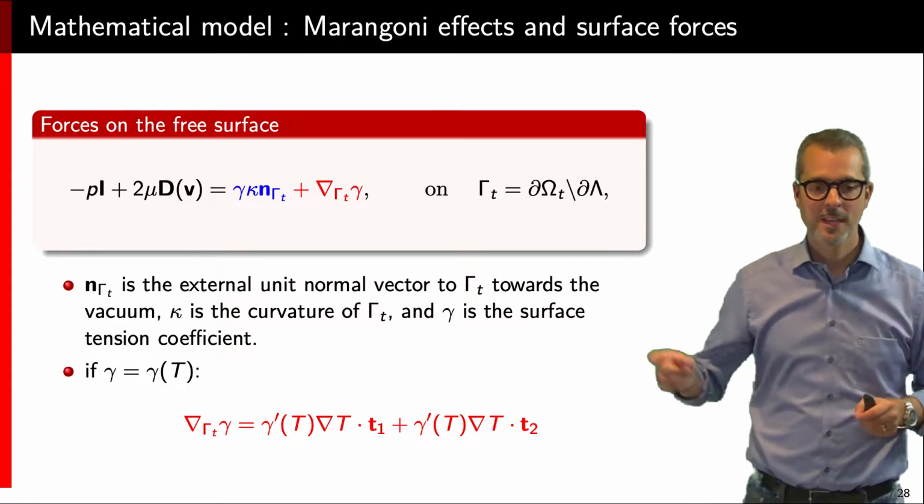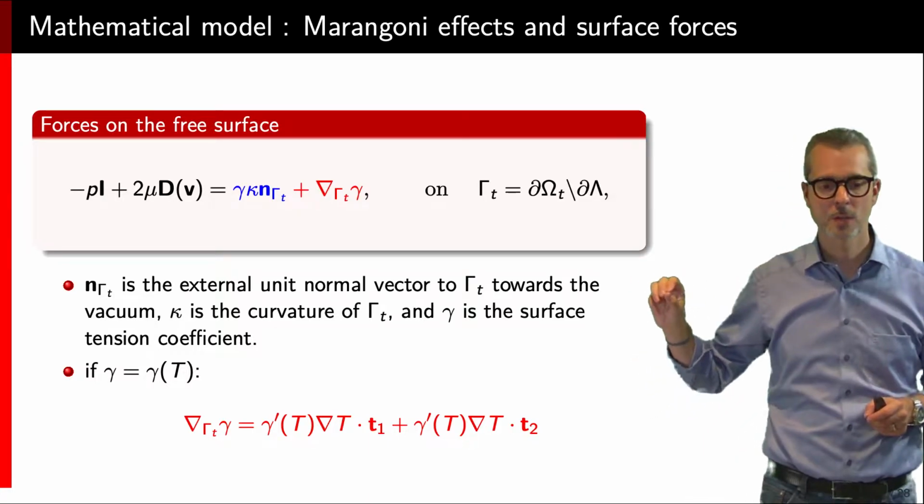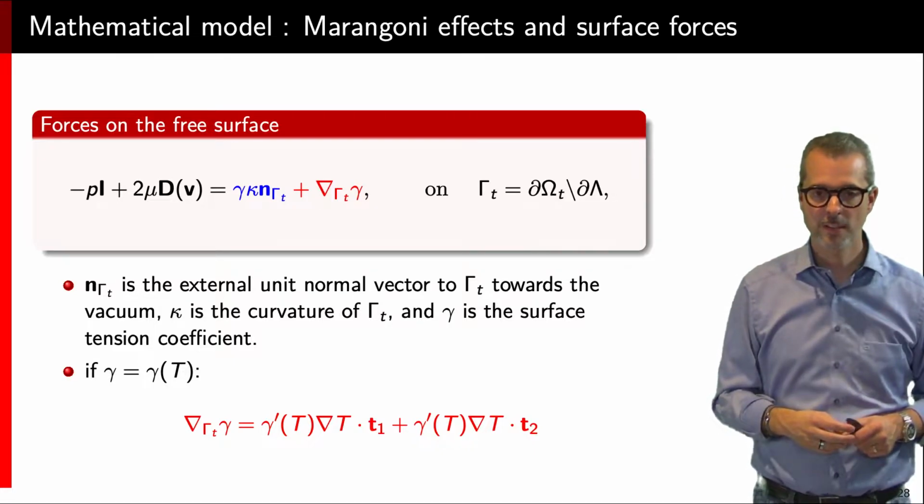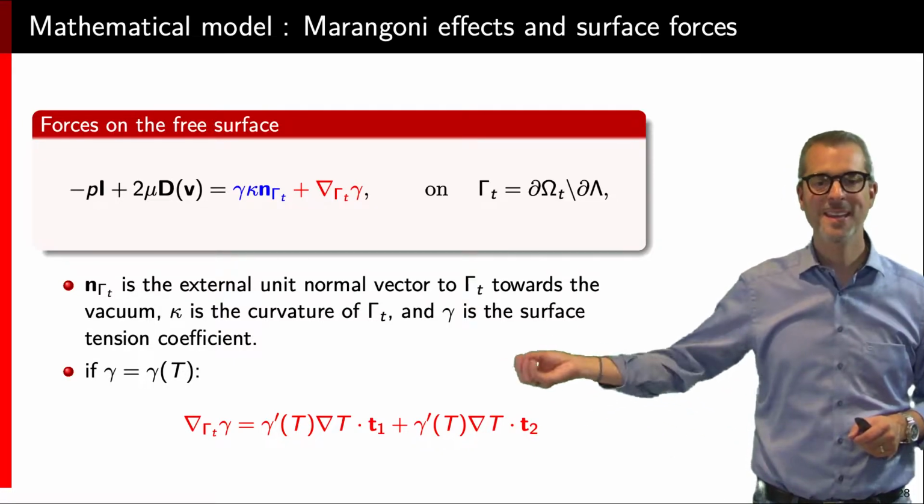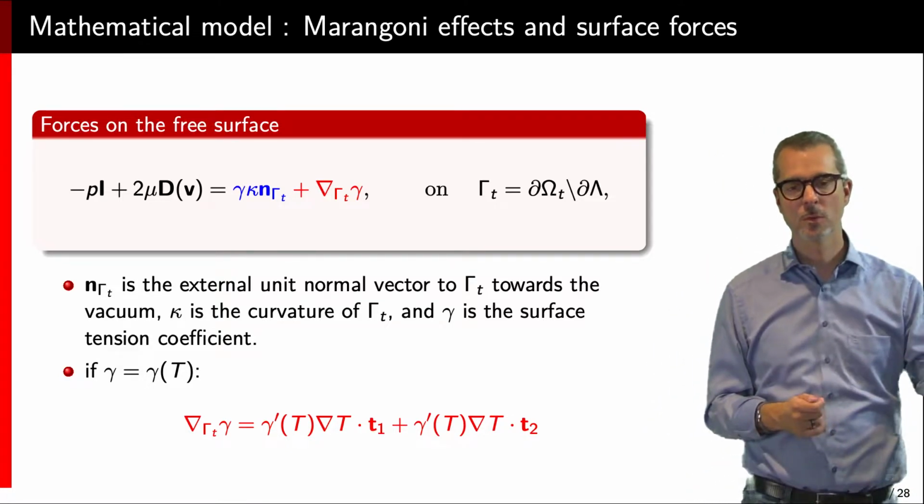And actually, if gamma is equal to gamma of T, so that means it depends only on the temperature, you have a very explicit formulation of this Marangoni effect, and you can see that it depends mainly on gamma prime of T, so the derivative of the surface tension coefficient with respect to the temperature.